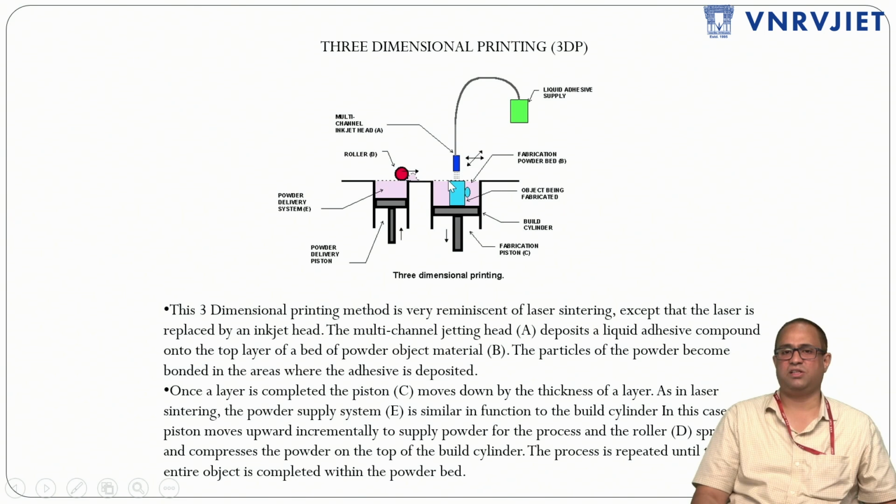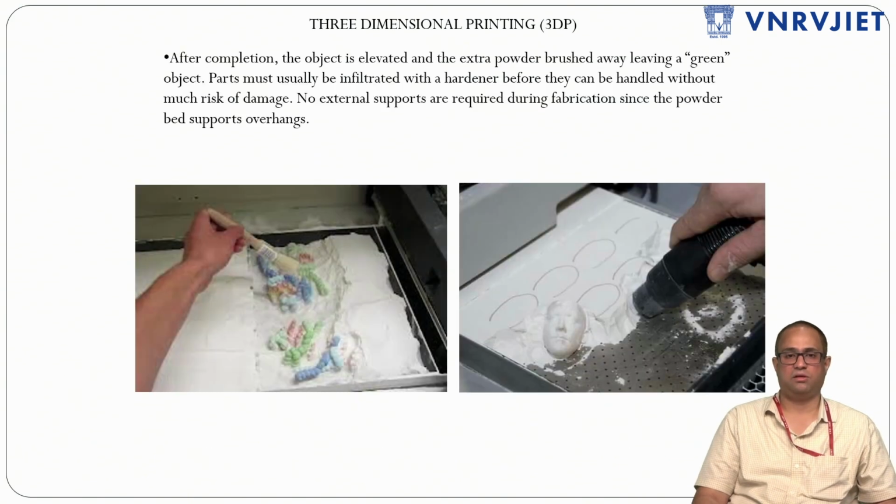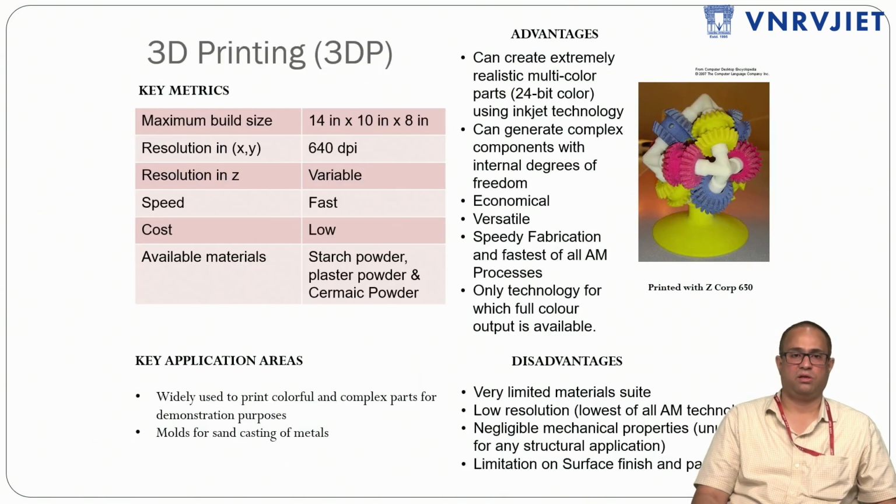As soon as the first layer is dispensed, the fabrication piston moves downwards, and the roller spreads the second layer of powder evenly on the build surface, and again the binder is jetted on the previous layer. Like this, all the layers are done, and then the part is taken outside and shown. You can see here how this is done.